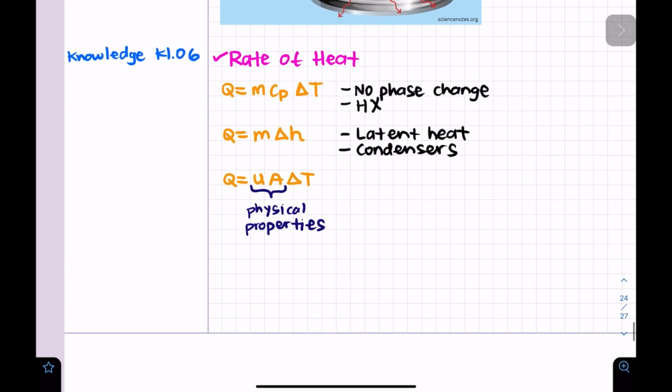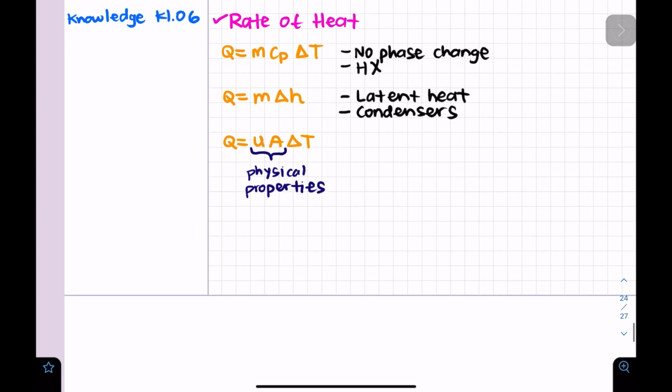So now, this other knowledge is gonna be a little bit simpler in a way. But we are gonna look at three formulas. We're gonna look at these rate of heat equations. For instance, the first one is Q equals m Cp delta T.